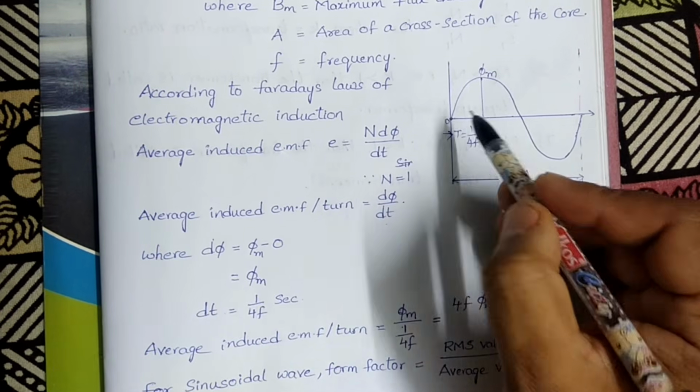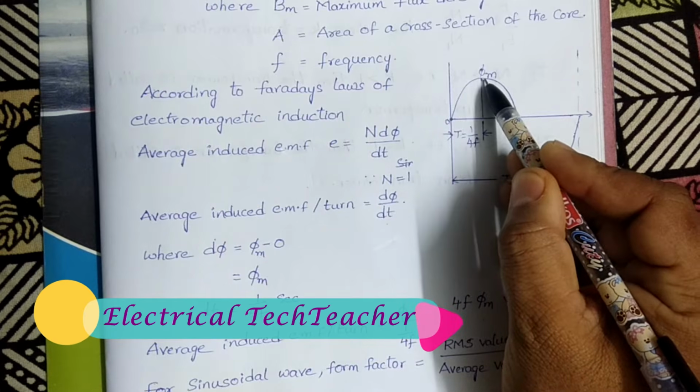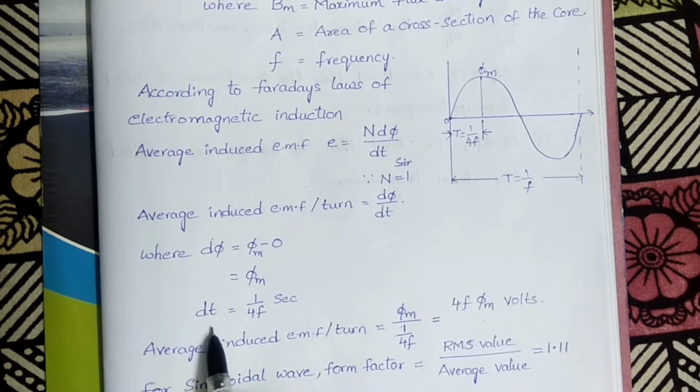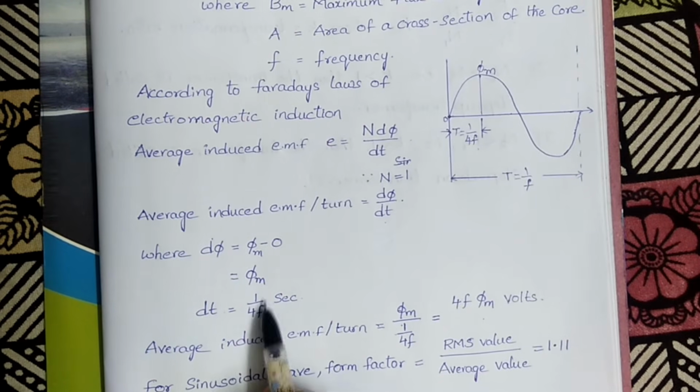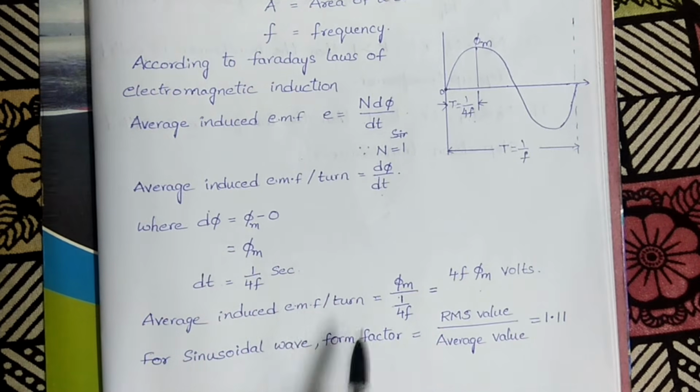So the change in flux increases from 0 to the maximum value phi m, so the time for the change in flux is T equals 1 by 4f seconds. So dt, the change in time, equals 1 by 4f seconds. These two values are substituted in this equation.